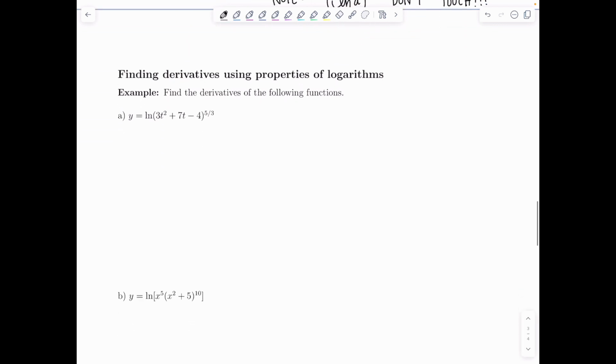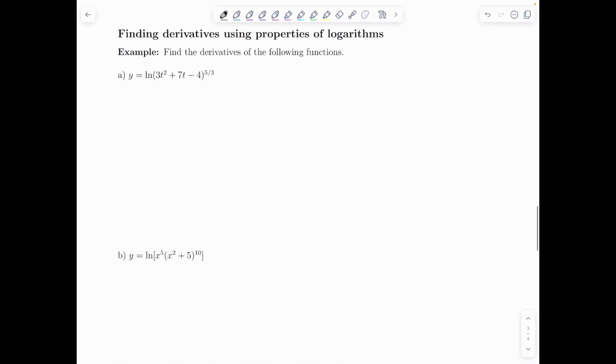So find the derivatives of the following functions. First one we have is natural log of (3t squared plus 7t minus 4) to the 5/3. Now, remember, when you have the derivative of ln of something, you do 1 over the something times the derivative of this whole thing. And the derivative of this, oof, it would be such a nasty little chain rule. You'd have to bring the 5/3 in the front, leave this alone, subtract 1, then multiply by the derivative of the inside. It's sounding like quite a task.